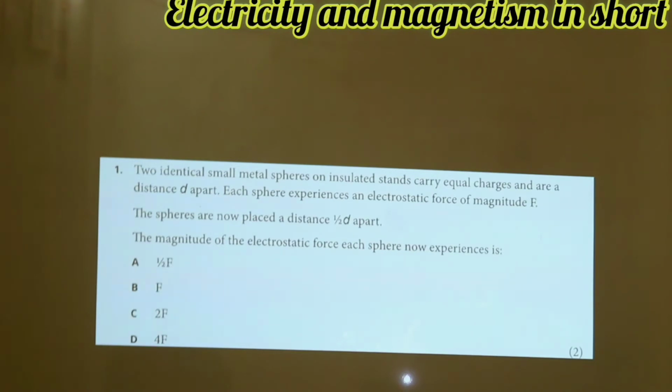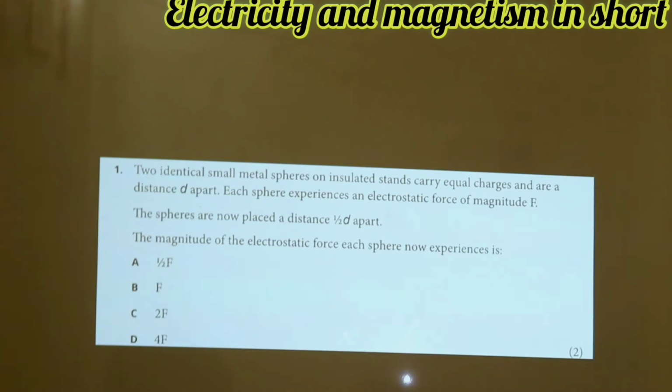For that, it is very simple. You know that force is inversely proportional to the square of the distance. So here the distance becomes half d. When you square half d, it becomes d square by 4. You are squaring the distance, and that 4 comes as numerator.